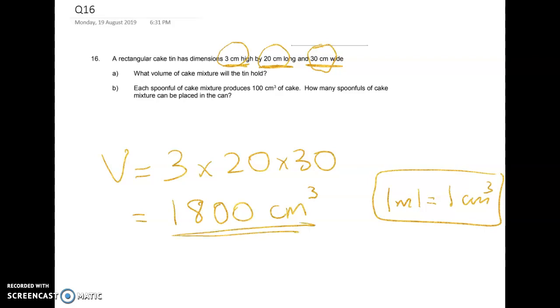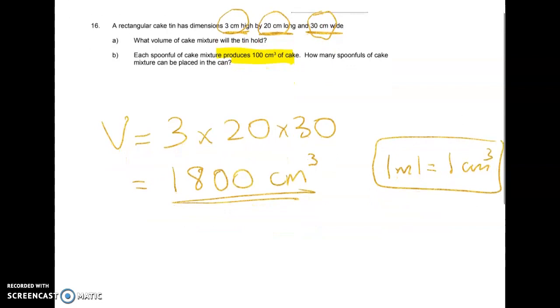Each spoonful of cake mix produces 100 cubic centimetres of cake. How many spoonfuls of cake mixture can be placed in the can? I think they mean tin. I don't know who wrote this question, but when I do baking, it doesn't go in a can.